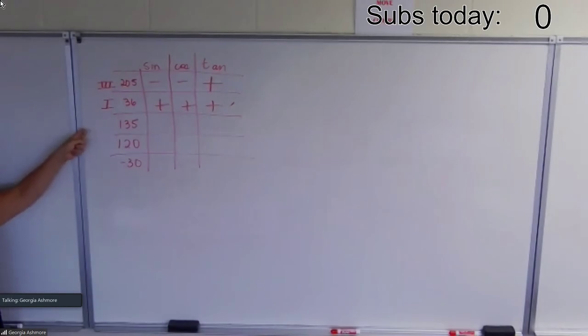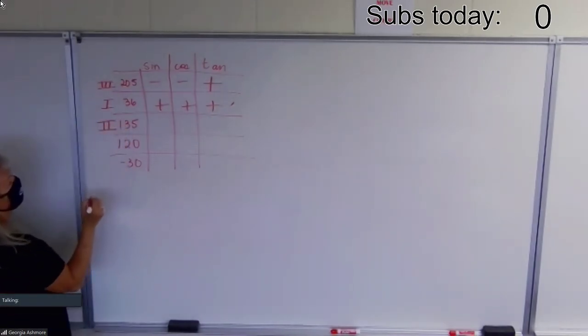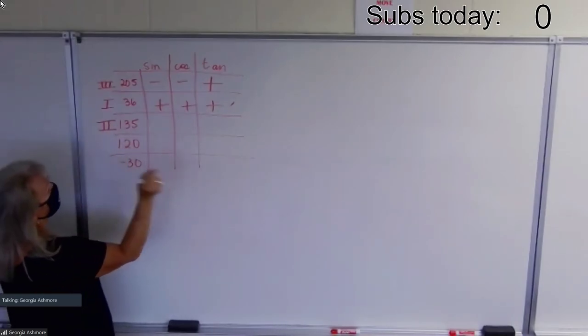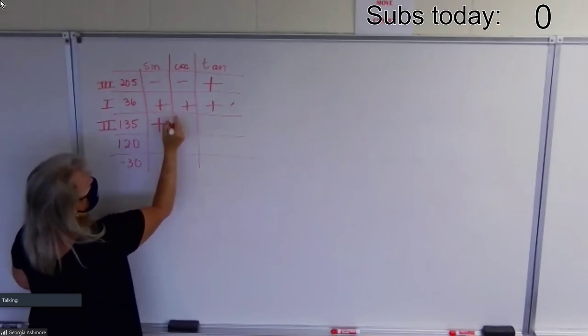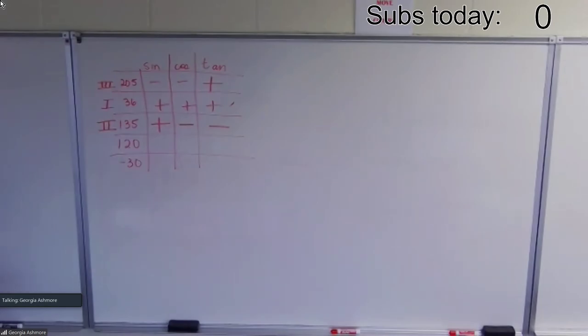Okay. 135, what quadrant? Two. Sine, what's positive in quadrant two? Sine and cosecant. All I did was sine, cosine, tan. The other two are negative. 120, what quadrant?